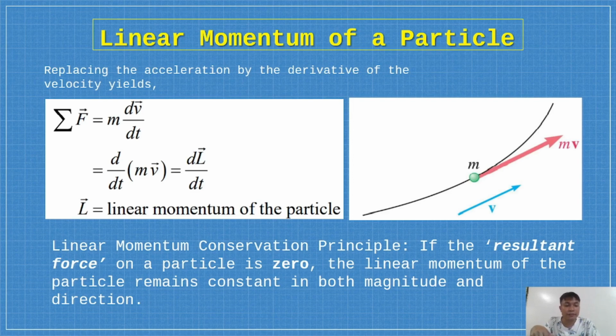So the summation of F with an arrowhead is equal to dL with an arrowhead over dt, which is actually with respect to the linear momentum of our particle. So, the linear momentum conservation principle: if the resultant force of a particle is zero, then the linear momentum of the particle remains constant in both magnitude and direction.